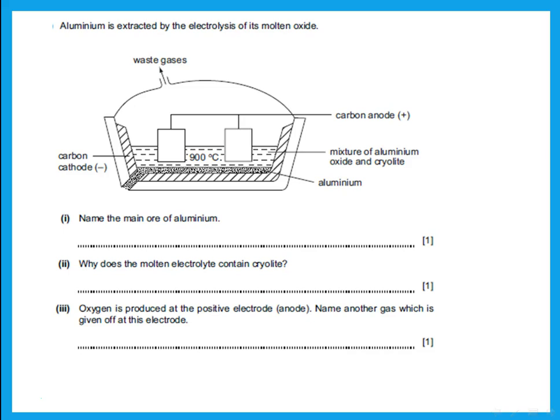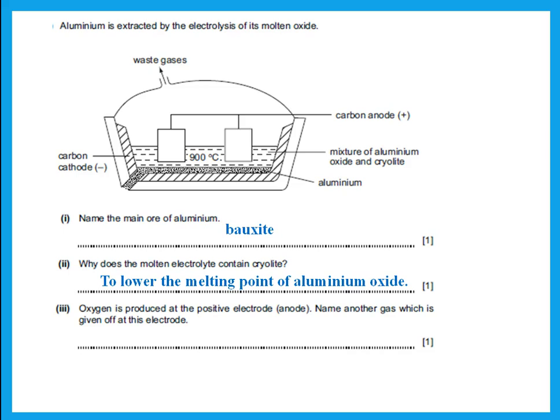Okay, so this is a typical question about the extraction of aluminium. Name the main ore of aluminium. What was the ore of aluminium? Bauxite. Why does the molten electrolyte contain cryolite? We said, why do we add cryolite to the solution? We said to lower the melting point of aluminium oxide. That is the main reason. If he wants another one, then you can say to act as a solvent.